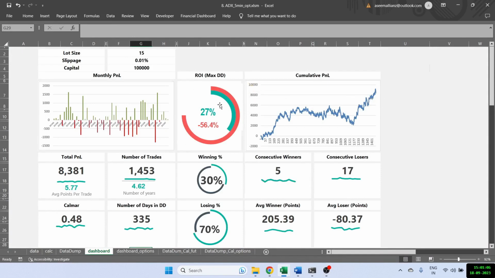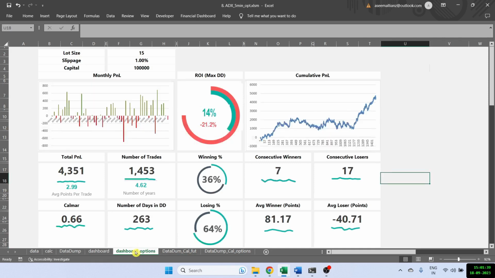As you would see, the ROI is 27%, but it has a very, very big drawdown of 56%. That means a CalMAR of only 0.48. And along with that, it's very hard on the psychology as well, because you have 70% losing trades with 17 consecutive losers. Even if you look at the monthly P&L, you will realize that we have a lot of red bars, and they are not on a single month. They keep happening over and over again. So this is a strategy which is definitely a positive strategy, but still not workable on futures.